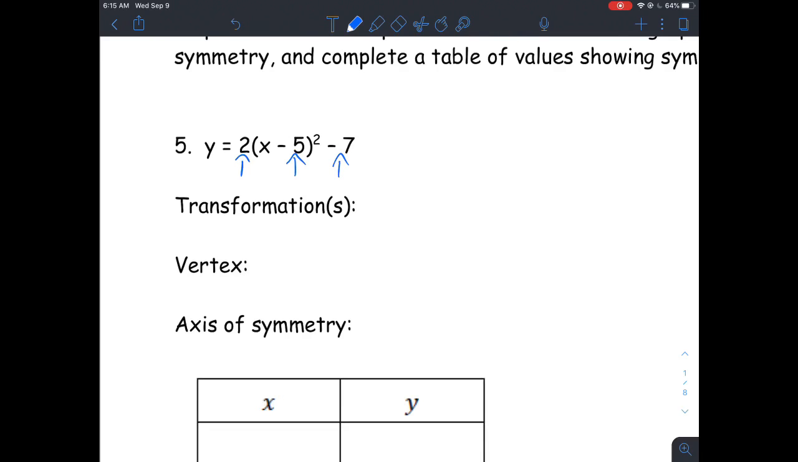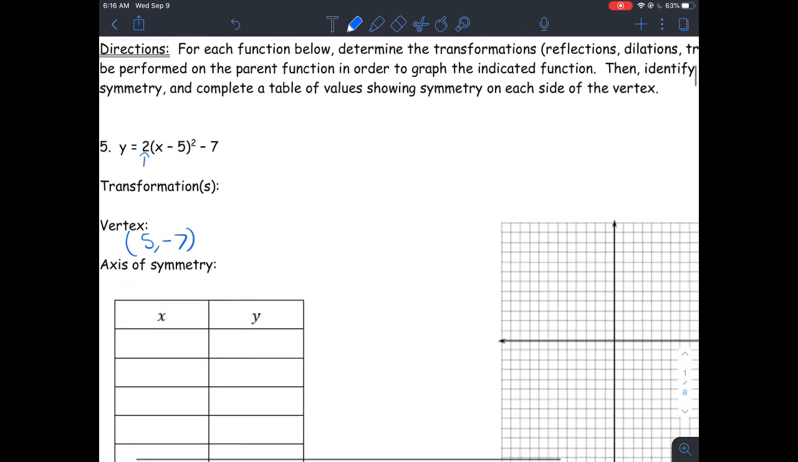Okay, first thing I would do is look at the vertex. We did this last time. So to find the vertex, you take this value, switch the sign, and then you just take this value. So this one would be 5, -7. Notice how I switched the sign of the x value. You always have to flip the sign of this guy.